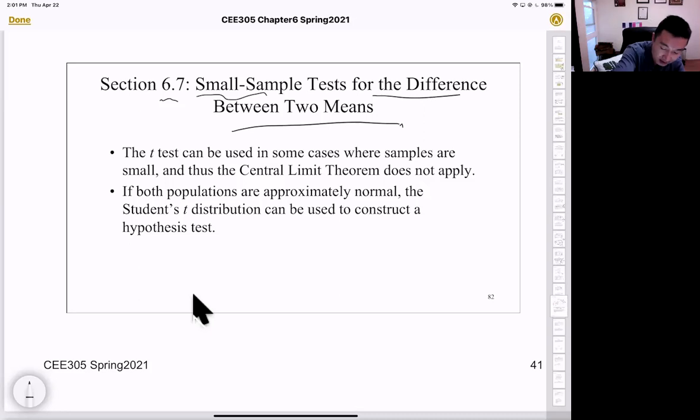So when the sample size is small, we know already we use Student's t distribution, the t value. For the t value, we have degrees of freedom and also the half alpha, like the half z. Then there's the actual requirement: both populations need to be normal, following a normal distribution. Then we can use Student's t distribution.